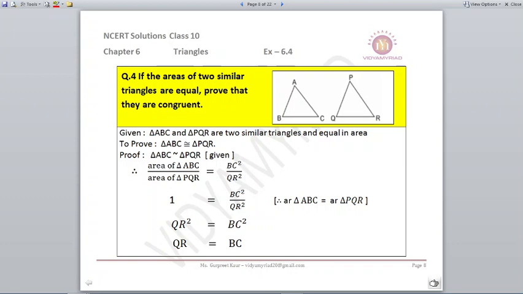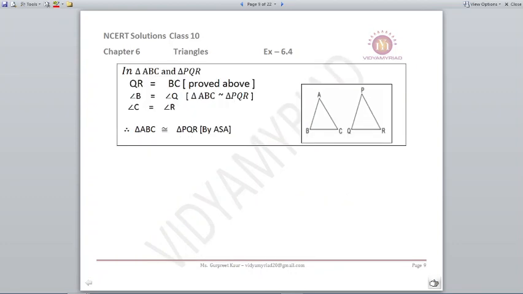Using this, we will make two triangles congruent. Let us see. Let's take triangle ABC and PQR. Here QR is equal to BC, we have just proved above. Angle B is equal to angle Q and angle C is also equal to angle R, because triangles are similar, and when triangles are similar, we know their corresponding angles are equal. So by ASA criteria, both the triangles are congruent.